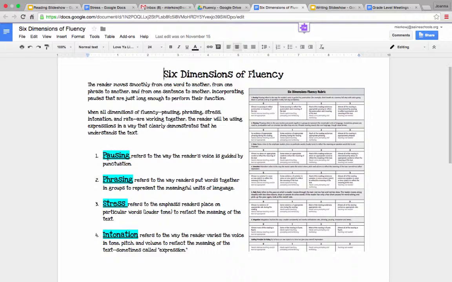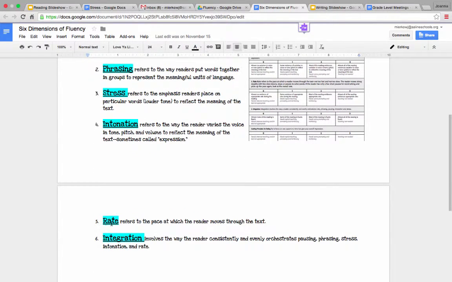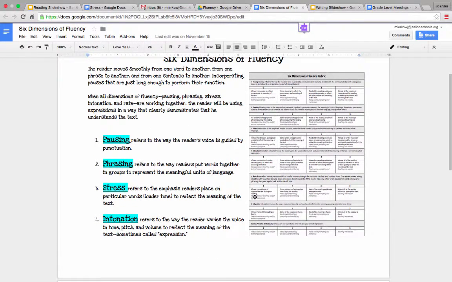And so we have to have pausing in our reading. We have to have phrasing in our reading. Today we're going to talk about having stress, intonation, which is like expression, and having a good rate when we read. And then all of those 5 dimensions together come to make integration, which is just putting them together. And so our integration is going to be our reader's theater, where you're going to be assessed on each of these dimensions of fluency in your reader's theater that you do. So today let's look at our last one, stress.